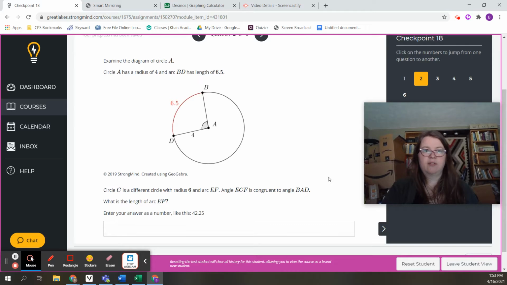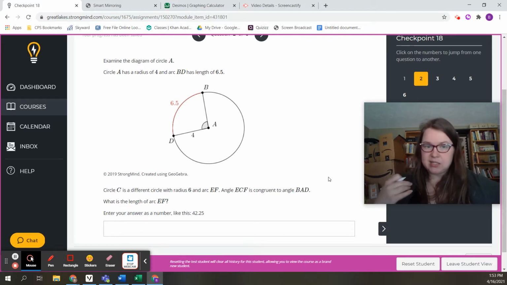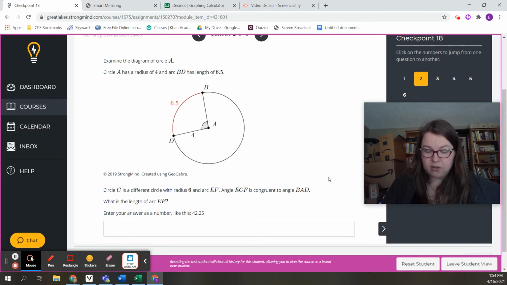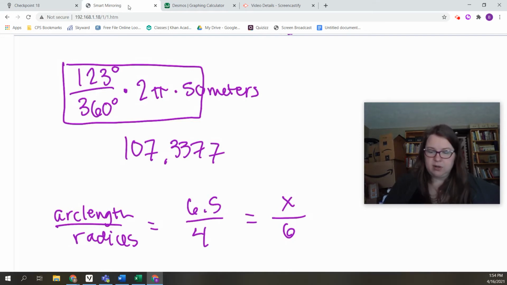Okay, we have this circle A has a radius of 4 and an arc BD has a length of 6.5. If a different circle with radius 6, so let's go like this. We're going to do the same way that we did on 18.3. So we're going to take our arc length, divide it by the radius, and then set it up. So the arc length on the one that we have is 6.5. The radius is 4. And now they're saying there's a new one which has a radius of 6. We want to know what is that arc length.